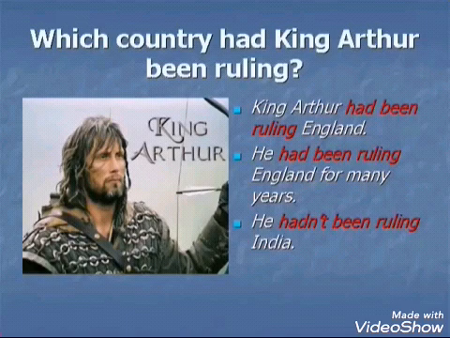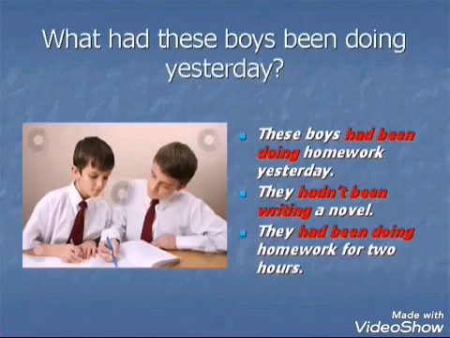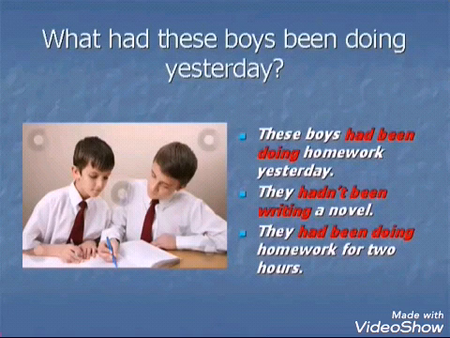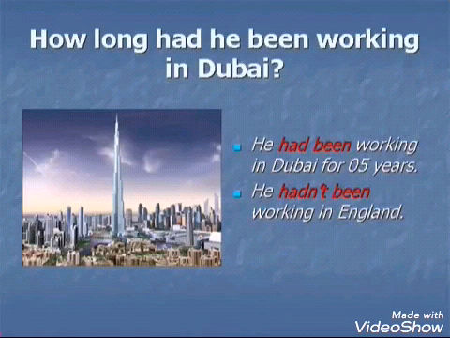And another sentence we have, he hadn't been ruling India. This is the negative form for the past perfect continuous, but focus on the first keyword, for plus a period of time, like for many years, for 2 hours. Another example, what had these boys been doing yesterday? These boys had been doing homework yesterday. They hadn't been writing a novel. They had been doing homework for 2 hours. So again, the keyword here is for, and it's followed by a period of time, for 2 hours.